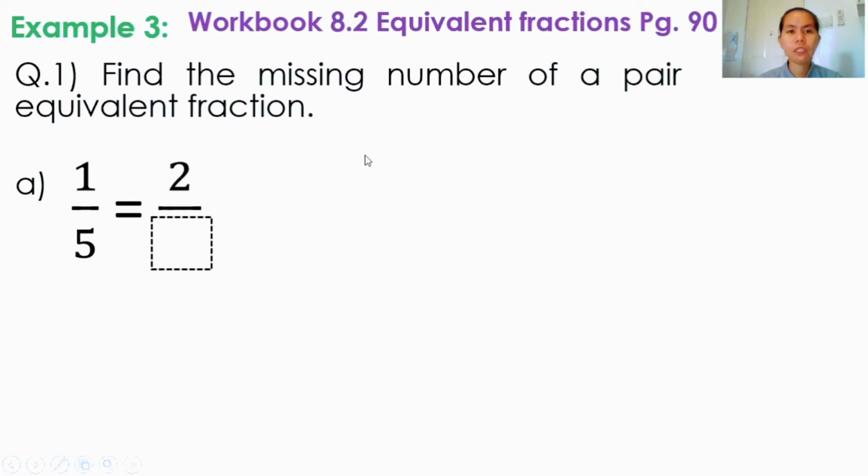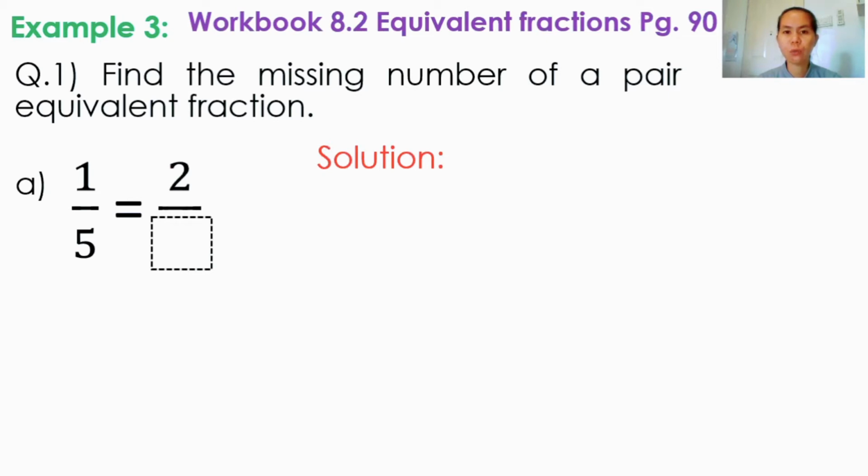Another example is related to the exercises in your math workbook, page number 90. Question number 1, find the missing number of a pair of equivalent fractions. We have 1 over 5 is equal to 2 over blank.